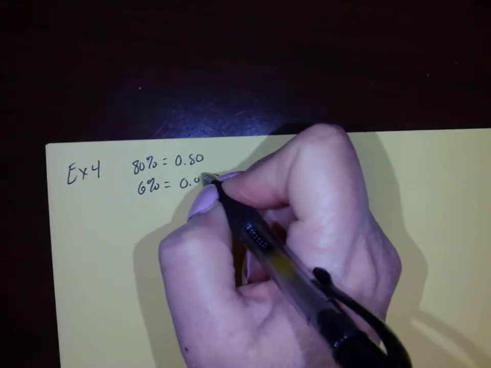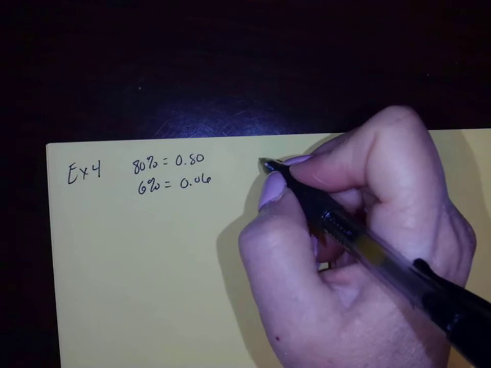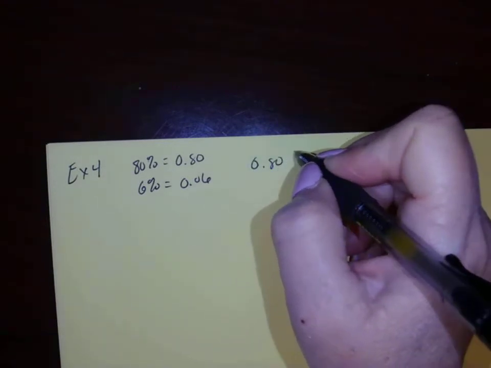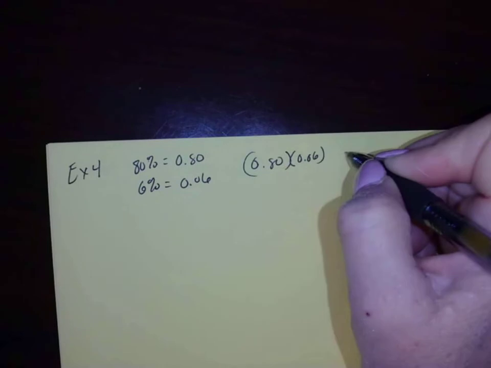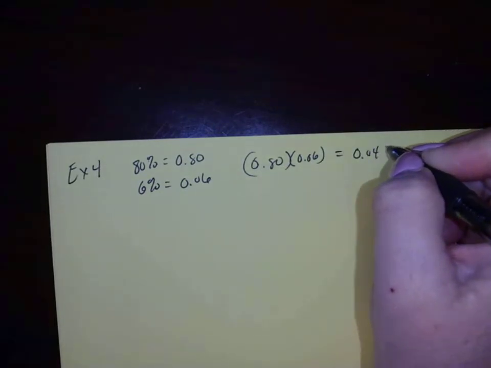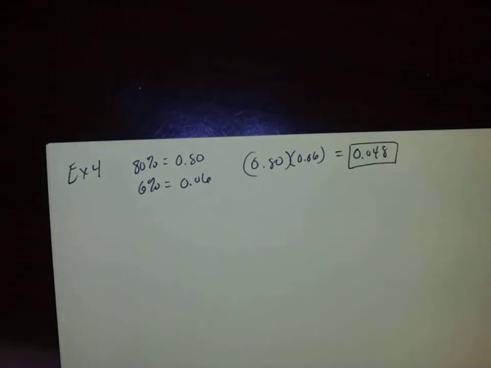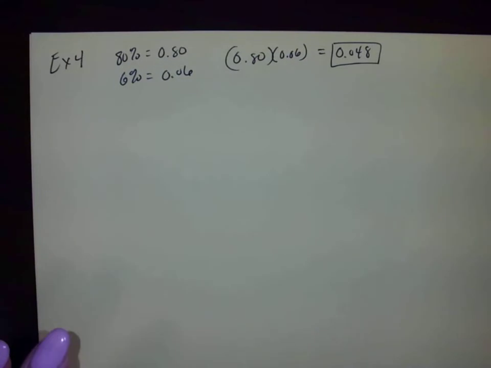And we need to change that to a decimal. So we have 0.80 times 0.06, which will get us 0.048. And that's the probability that a defective tire would occur at plant A.